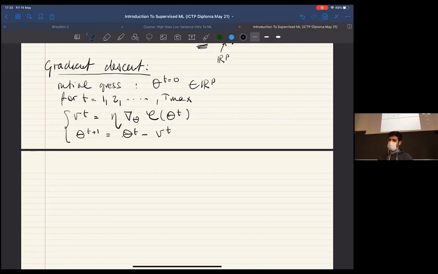It's just a convention. Okay, so this first step here is the evaluation of the gradient. You evaluate the gradient of the cost at the position you are at time t. And this quantity here, this eta, is very important, it is called the learning rate.